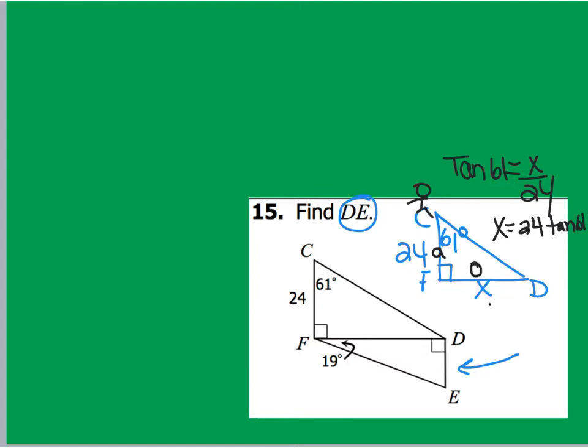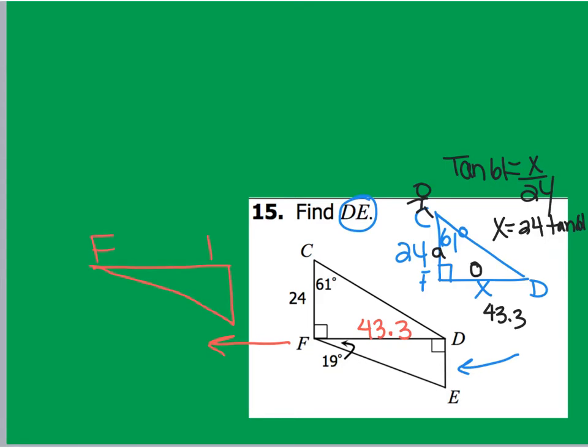So this side is 43.3. So I'm going to put 43.3 on my other triangle. Now I can solve for DE. So let me recopy the triangle.